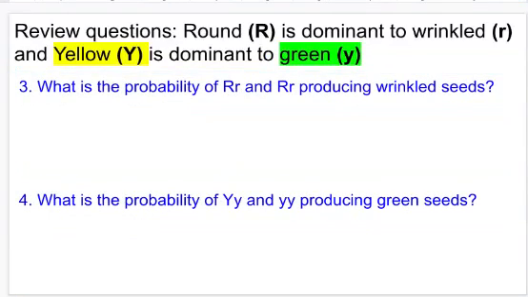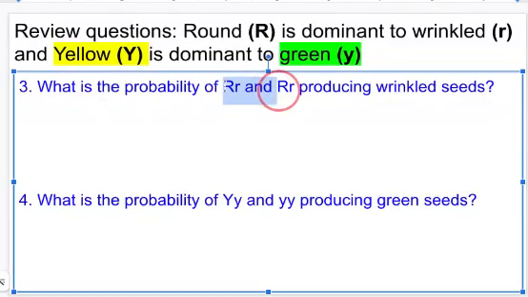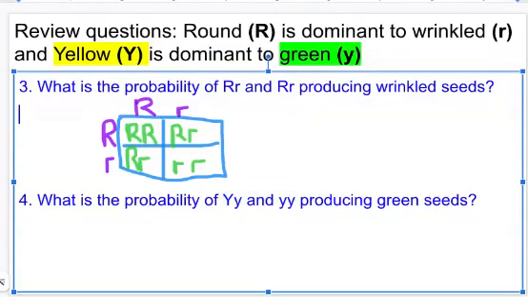For these next 2 questions, I'd like you to pause again and construct some Punnett squares in your books to determine the probability of these 2 producing wrinkled seeds and the probability of these 2 producing green seeds. So just pause the video now and have a go. Good luck. Okay, so I just drew this fabulous Punnett square here. Please do use a ruler in your books. It looks a lot neater and it's easier to review later on.